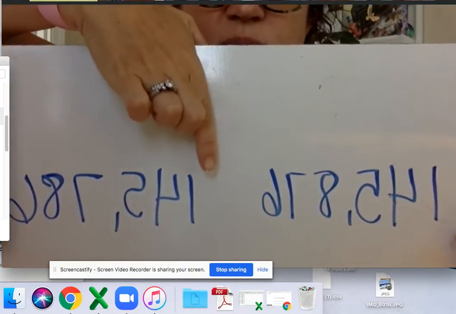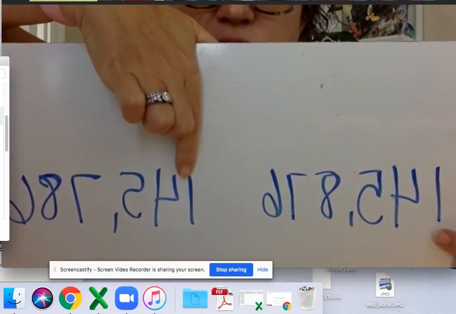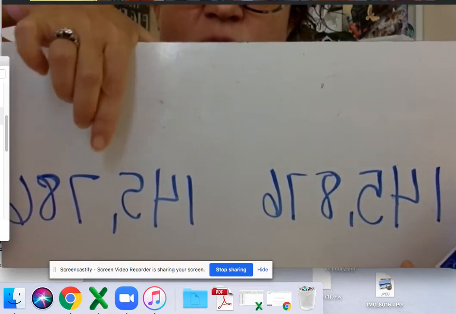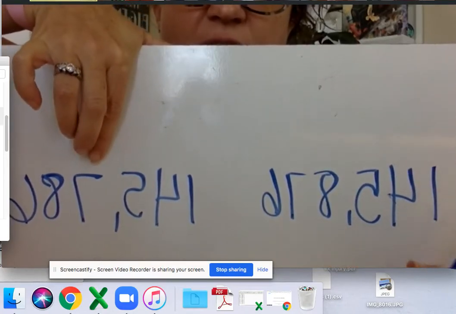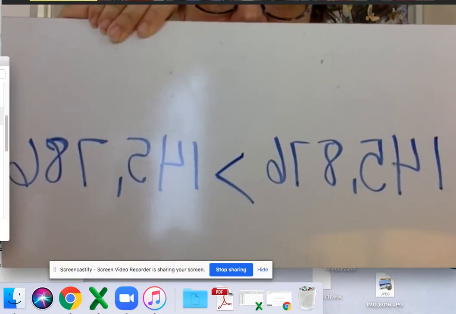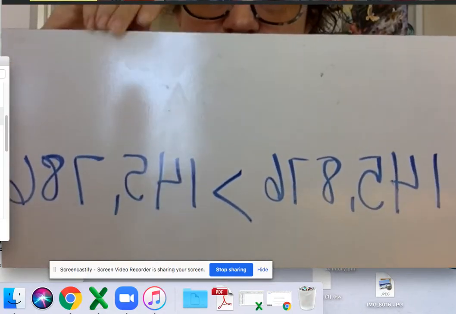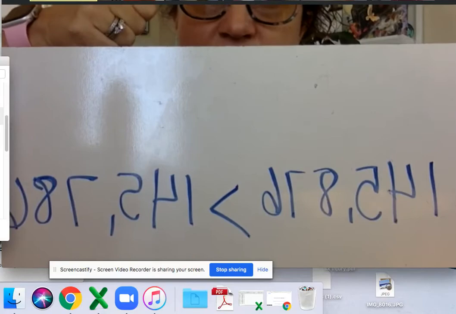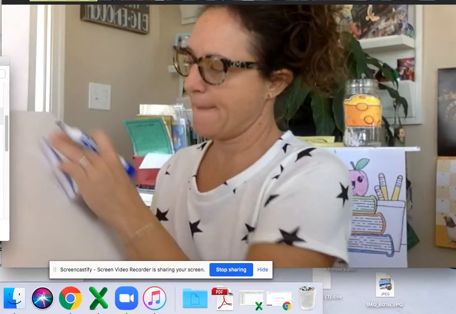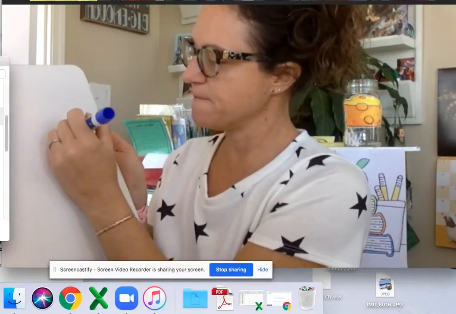We're going to start with the greatest place value. They both start with the hundreds, thousands, 10,000s, thousands. We don't have anything different until we get to the hundreds place. And then we can see that 8 is greater than 7. Thumbs up if you got that one right. Good, good. All right, let's try another one. This one's going to be tricky.